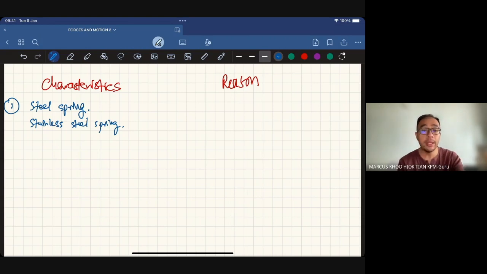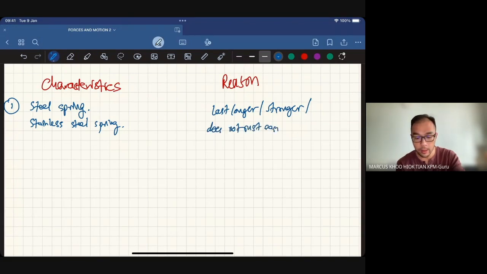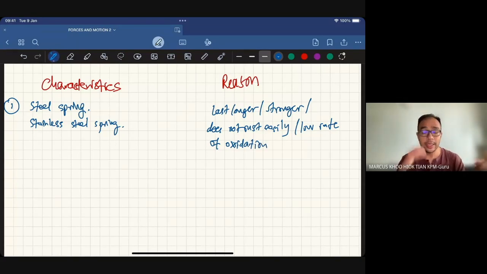And there are many reasons for this. You can say last longer, stronger, does not rust easily. And the equivalent to does not rust easily is a low rate of oxidation. Low rate of oxidation. These are standard answers for steel spring.